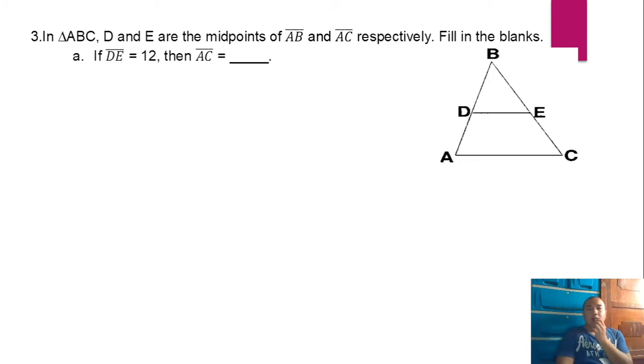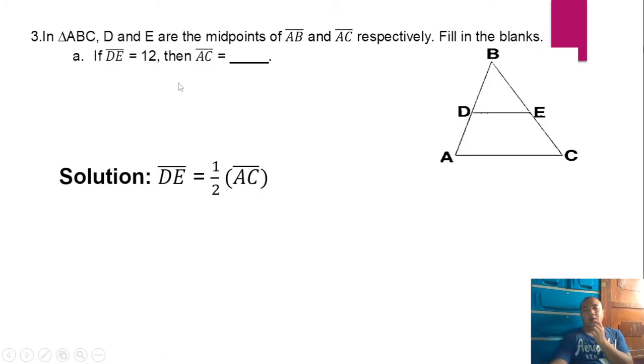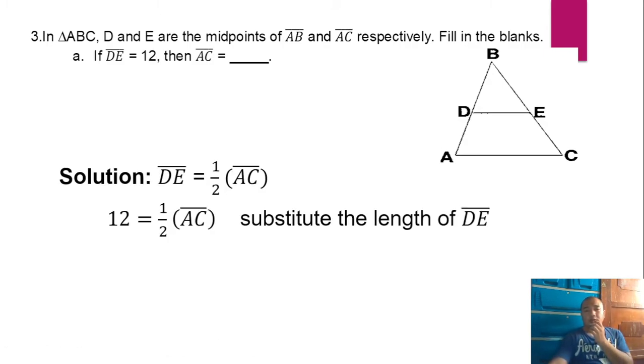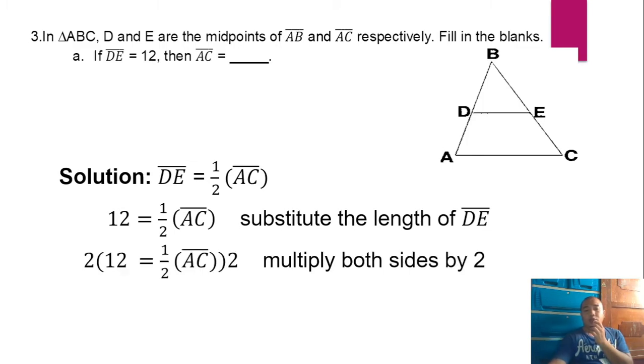Number 3, in triangle ABC, D and E are the midpoints of AB and AC respectively. Fill in the blanks. If DE is equal to 12, what is the length of segment AC? Okay, 12 times 2, that's just 12 times 2. Since DE is equal to 12, DE is 1/2 of AC. Therefore, AC is equal to 12 times 2, which is equal to 24. Yes, so this is 12, that's 24.